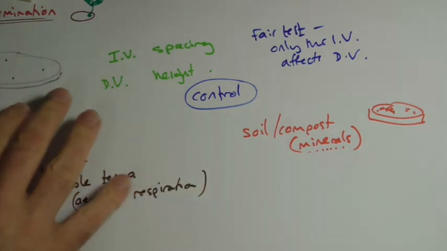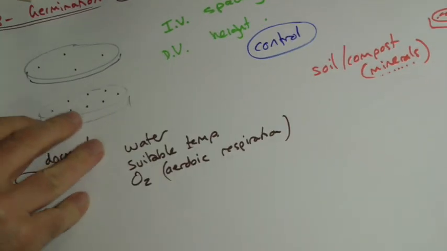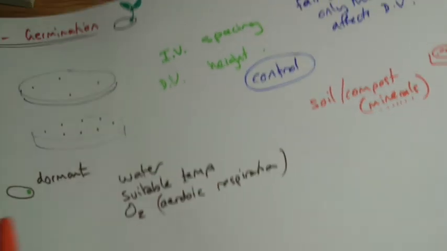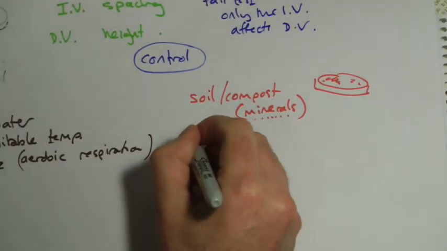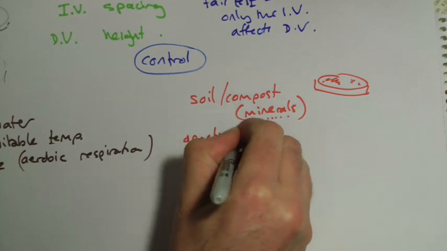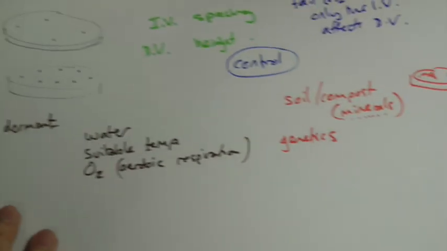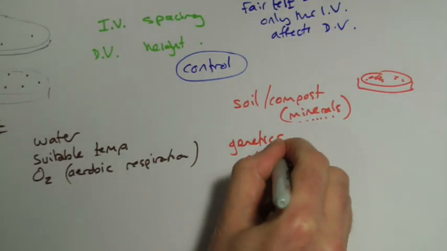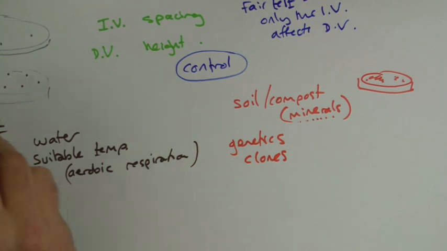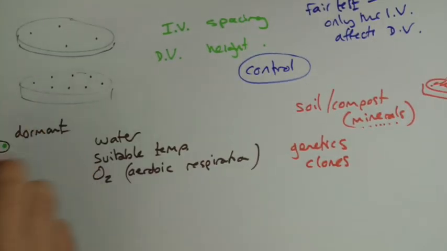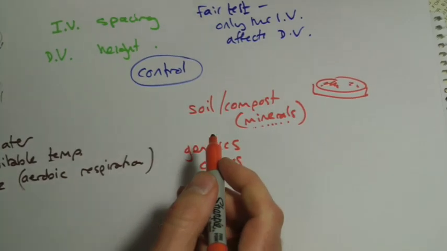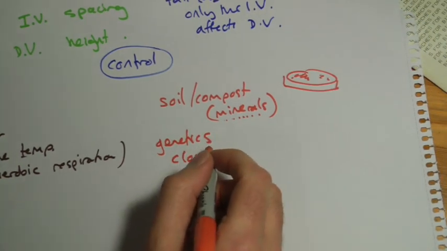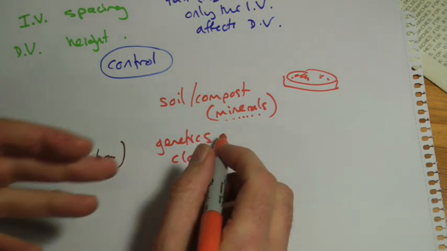Of course, you could argue with using the cotton wool that you don't get it all exactly the same thickness, and so water differences could come in. But another one which is worth mentioning is genetics. So each of these seeds are going to be different unless they are clones. So if I got some cloned seeds from a plant that had been cloned, I've reduced or removed another possible variable effect.